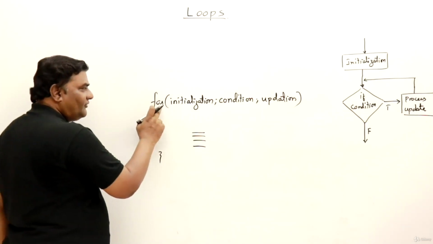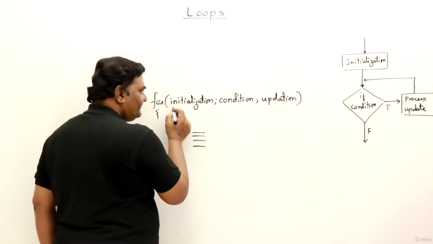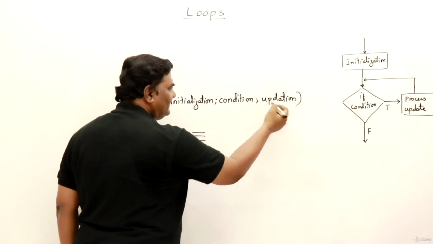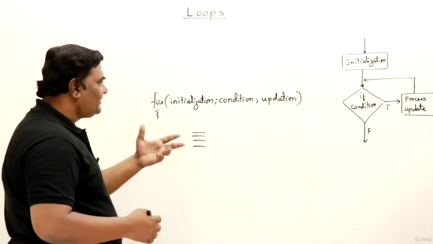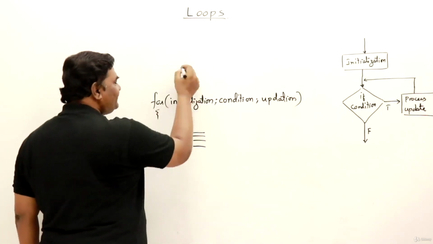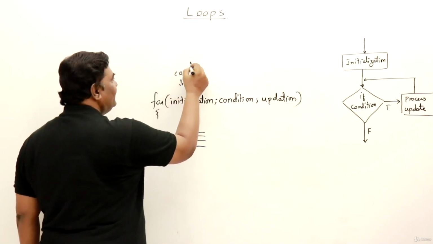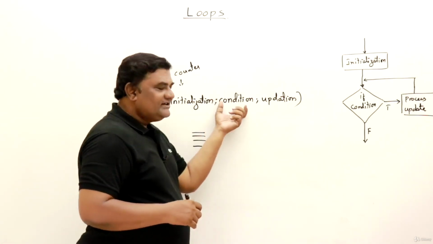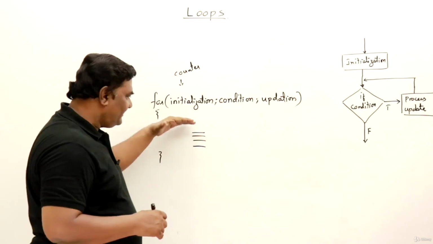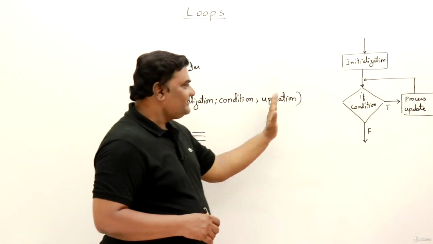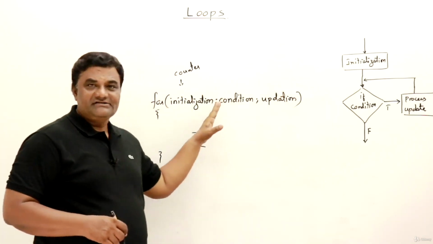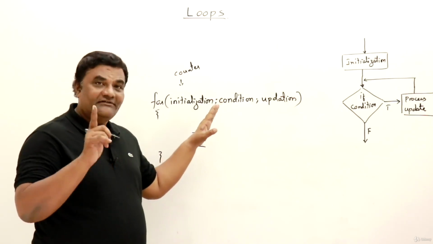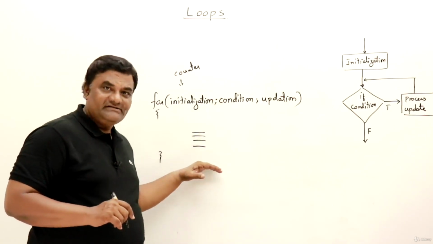This is how it is written. For, the first part is initialization, then a semicolon, then condition, then a semicolon, then updation. As I said, it is counter controlled. So here we initialize a counter, giving the initial value. Then the condition is checked, and then the body is executed. Then updation is done. Then again the condition is checked. So here initialization is done only once, and every time the condition is checked and the body is executed.